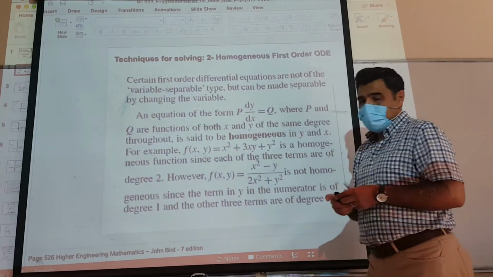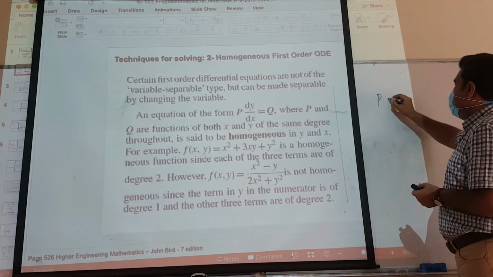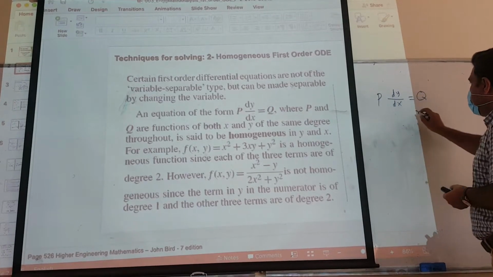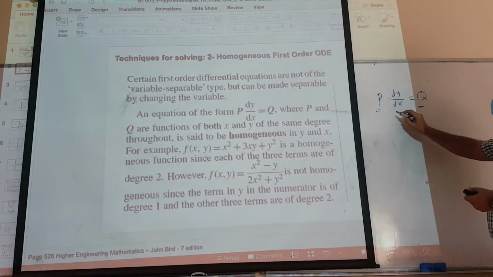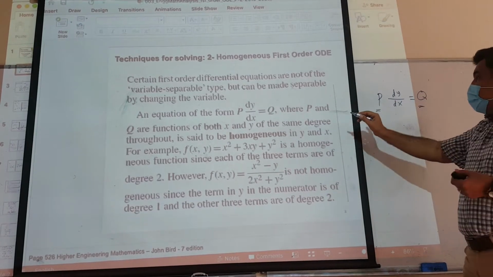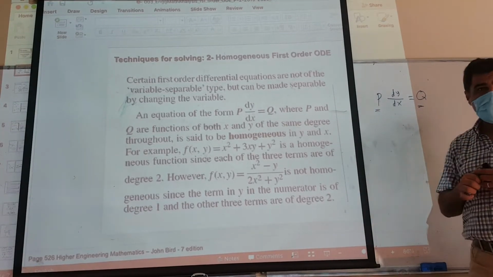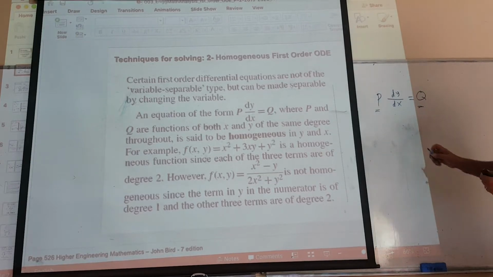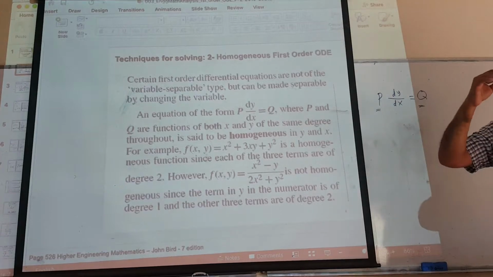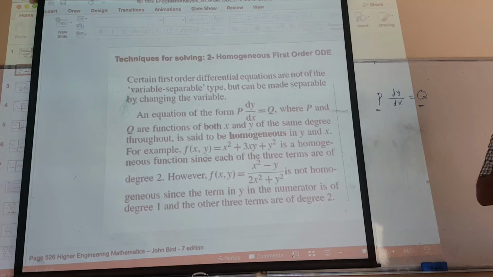can be in this format. When we say this format, P dy over dx is equal to Q. Those are functions of x and y. P is a function of x and y, and Q is a function of x and y. So we need to separate it to reach a position that makes it separated and then solve it according to the separation method.